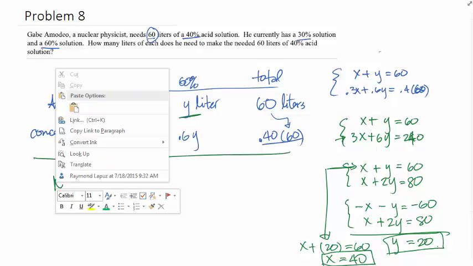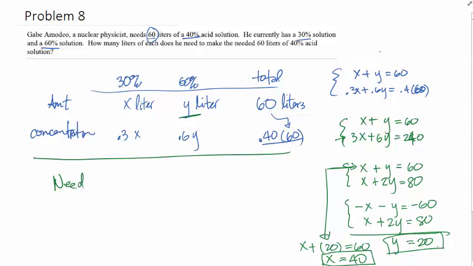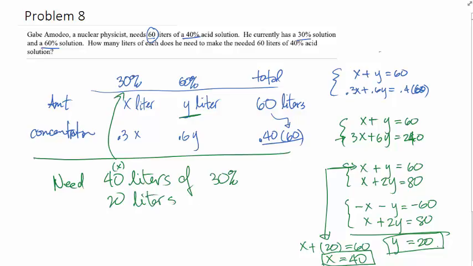So the summary is that I will need 40 liters of the 30% solution. This is your x, by the way. And I will need 20 liters of the 60% solution. That's your y. And if you add them, you get 60 liters, and the total solution is going to have a concentration of 40% acid. So that's it. Hope that helps.